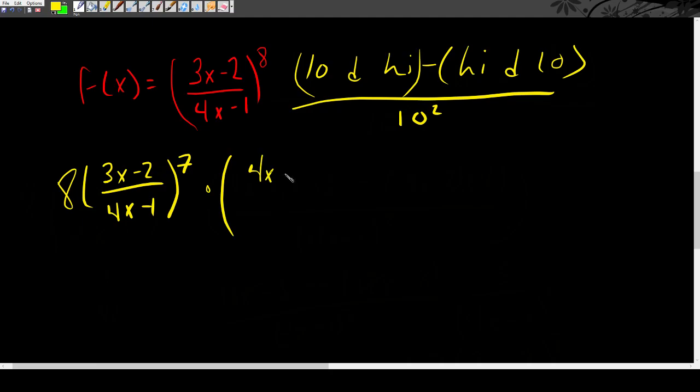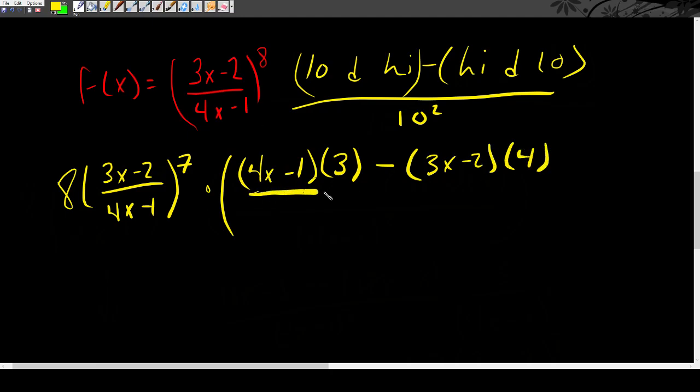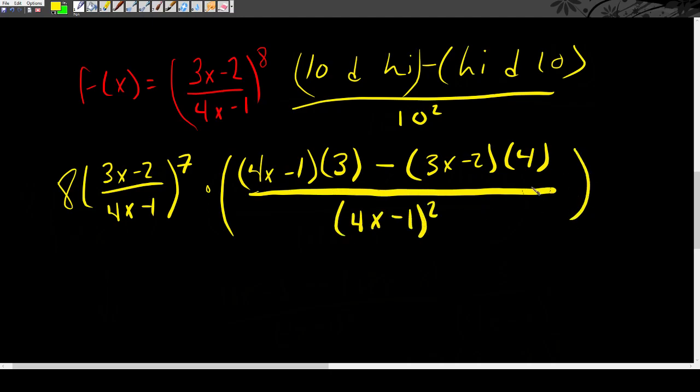So 4x minus 1 times the derivative of the top, which is just 3, minus the top, which is 3x minus 2, times the derivative of the low, which is just 4. And then you put it all over 4x minus 1 squared. And this is your answer.